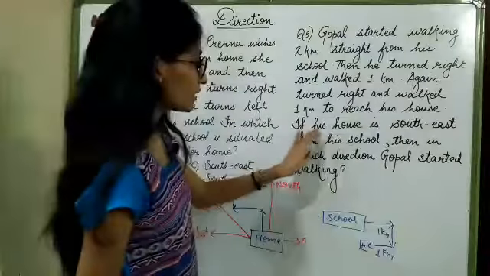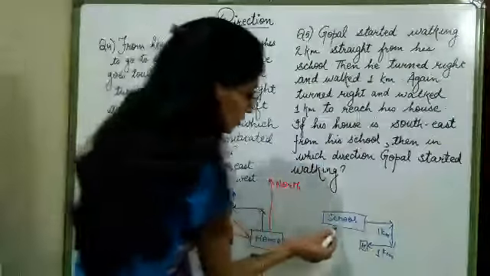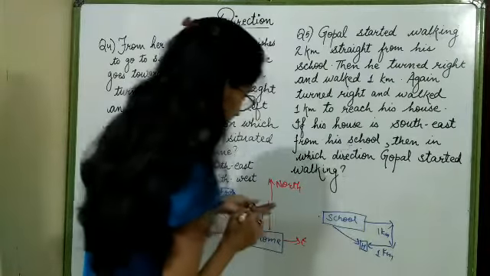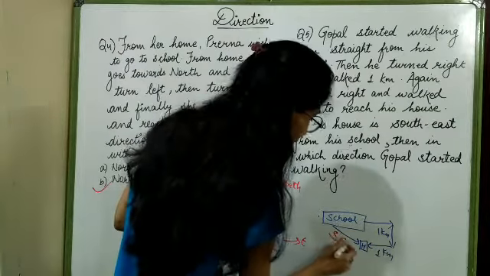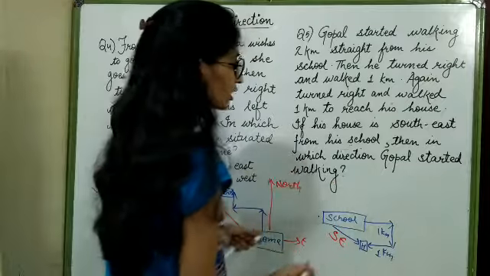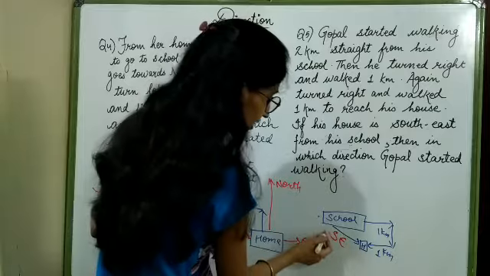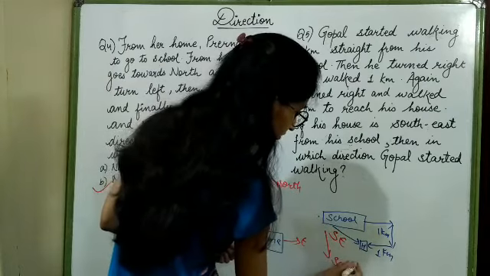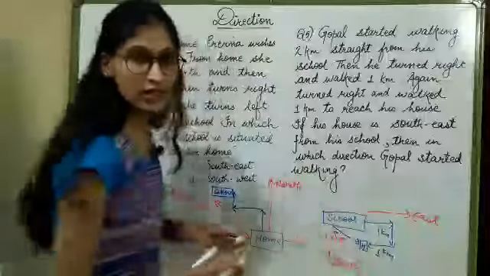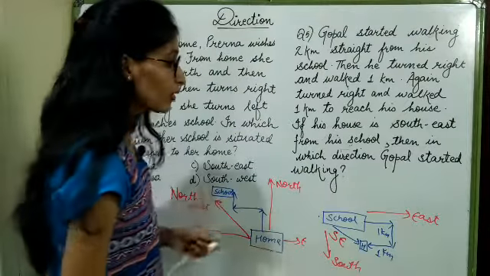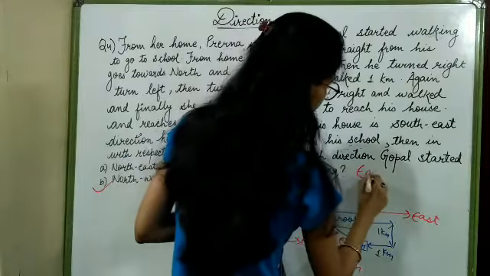In the question it is given that his house is southeast from his school, so this direction, school and house, this direction is southeast. Then in which direction did Gopal start walking? If this is my southeast, this must be my south and this must be east. Then only this direction can be southeast. So in which direction did he start walking? He started walking in the east direction.